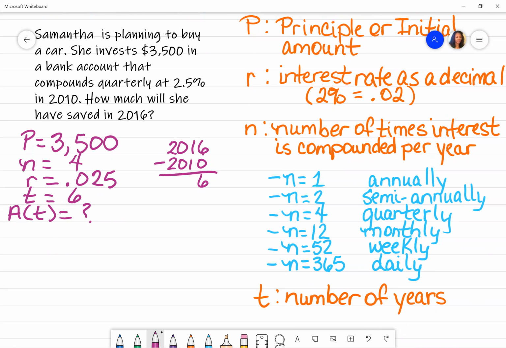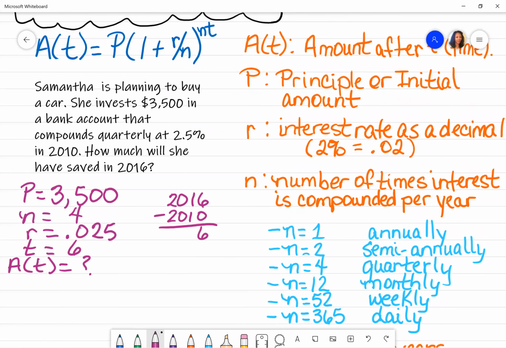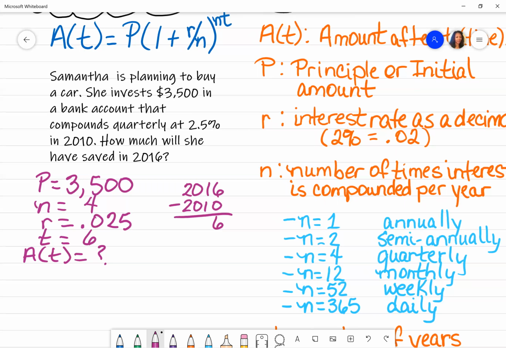Take that information and now you substitute it into your formula that's shown here. All right, we know that we're trying to find A of t, so A of t equals P. Let's go back up here. So it equals P, which we know is 3,500.